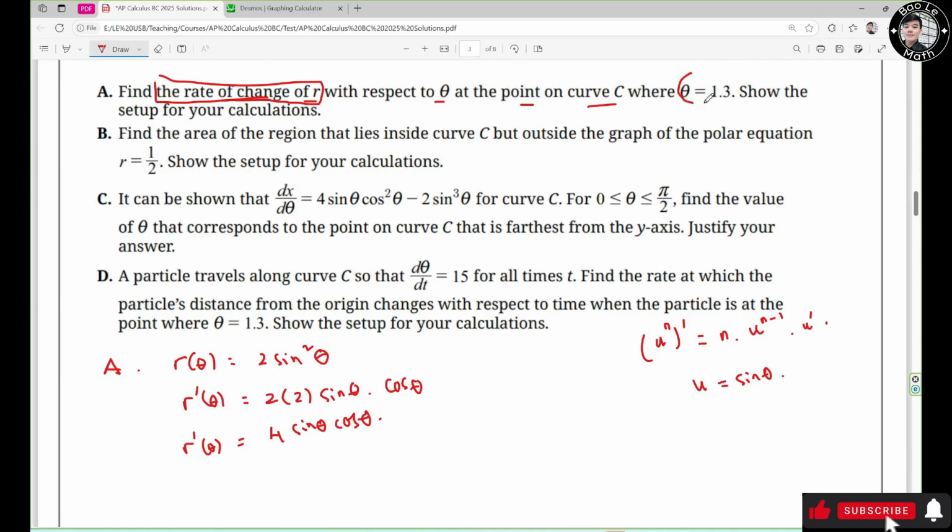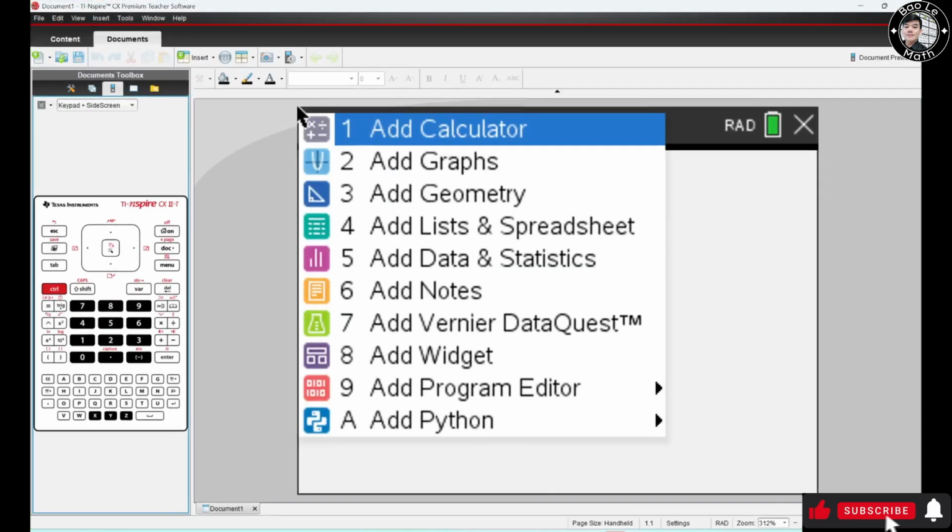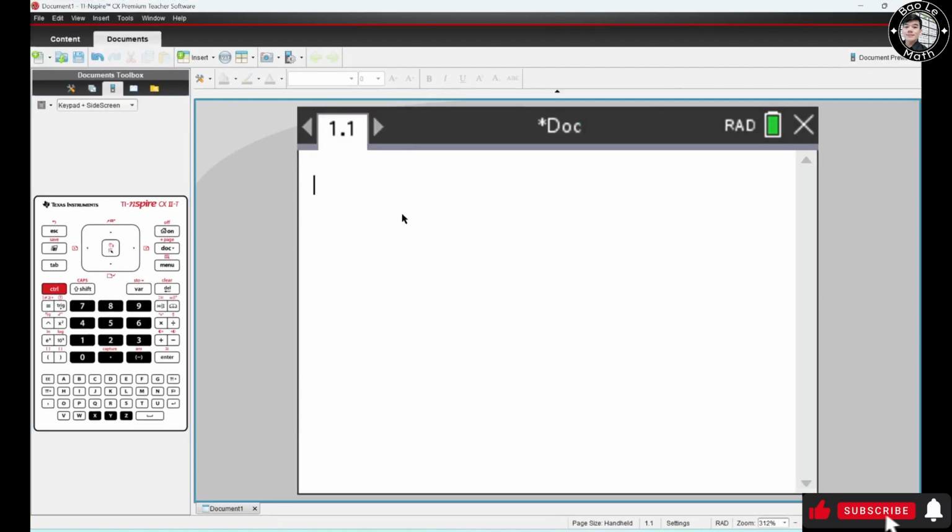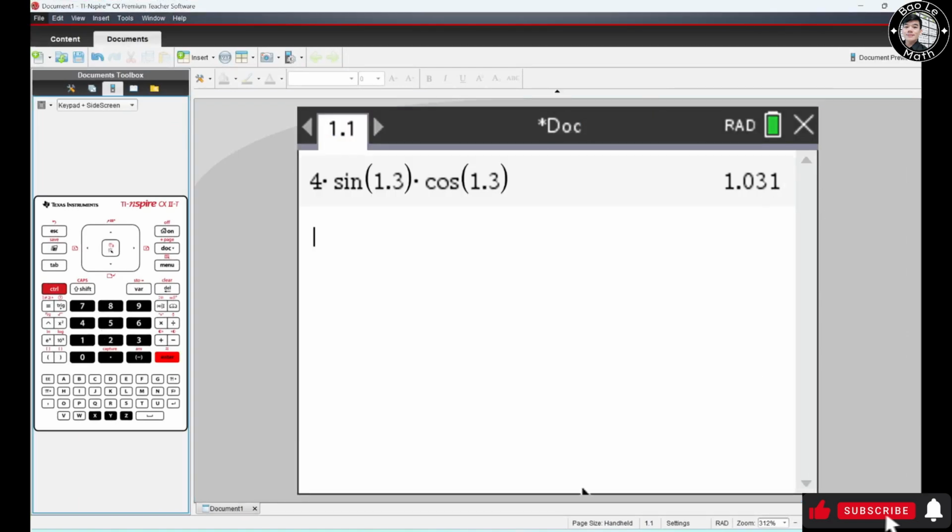Now we substitute 1.3 for theta into this equation, so we have r prime of 1.3 equals 4 sine 1.3 times cosine 1.3, right? We pull up the calculator, hit enter, so it's 1.031.